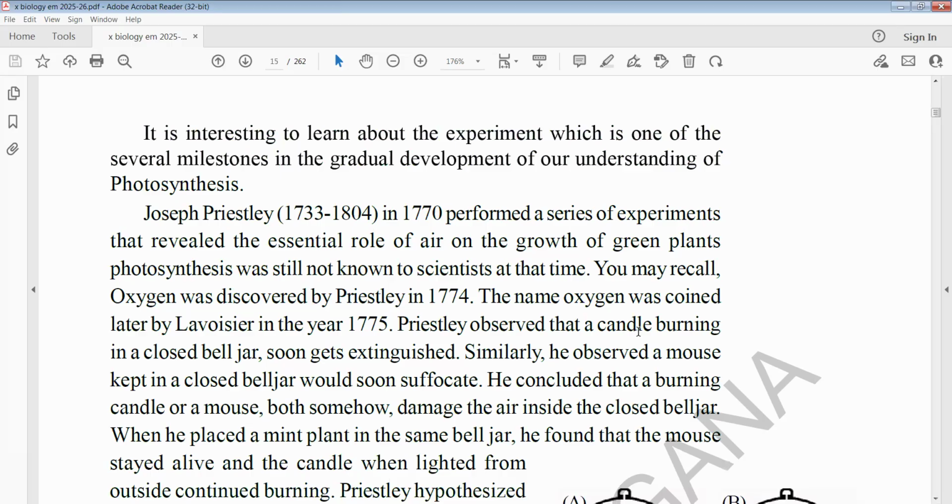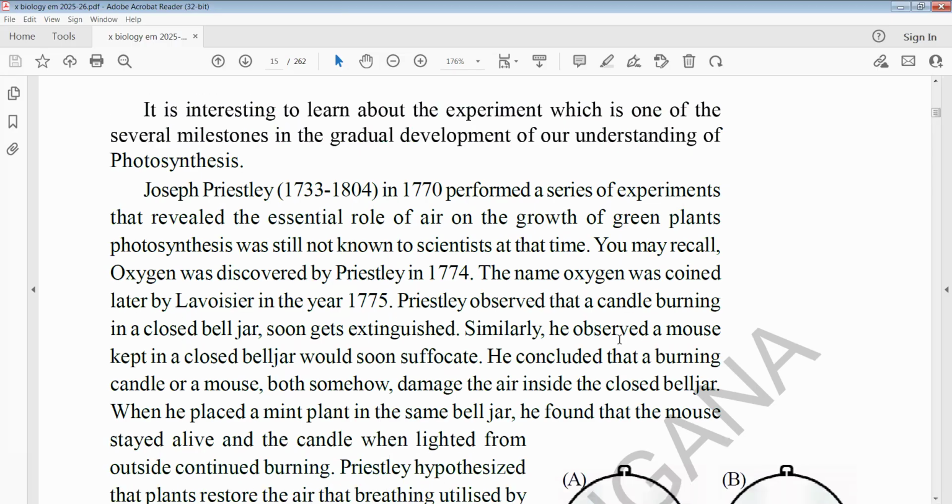So what is the importance of oxygen, and which gas plays the major role in survival and in carrying out photosynthesis? Here there is a most important experiment, that is the bell jar experiment. The bell jar experiment was mainly conducted by Joseph Priestley.